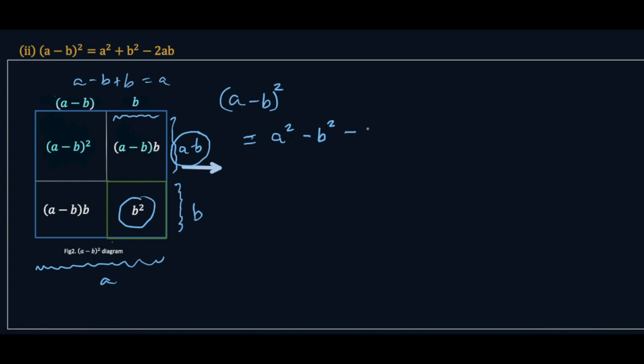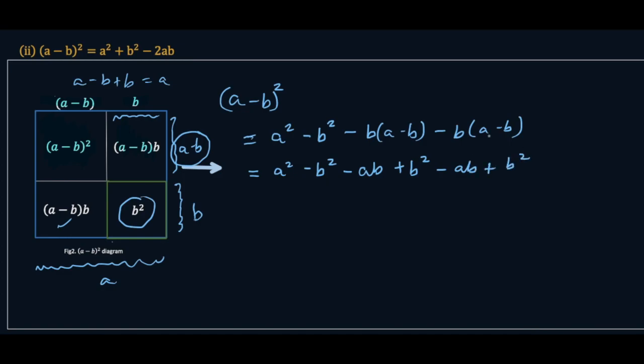So it will be minus b(a-b), and similarly there'll be a similar rectangle on the bottom, which will be minus b(a-b). Now let's simplify this a bit. a² - b² - ab + b² - ab, and this will be plus b². These are plus b² because the minus and minus becomes plus when we multiply. So minus b into minus b is plus b².